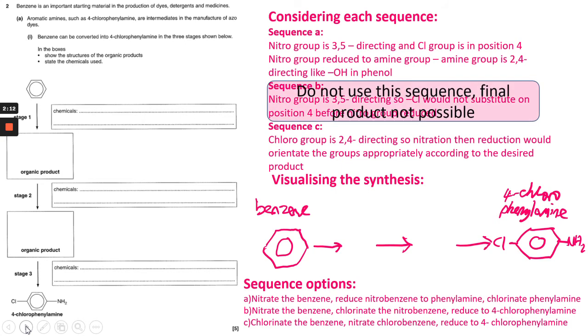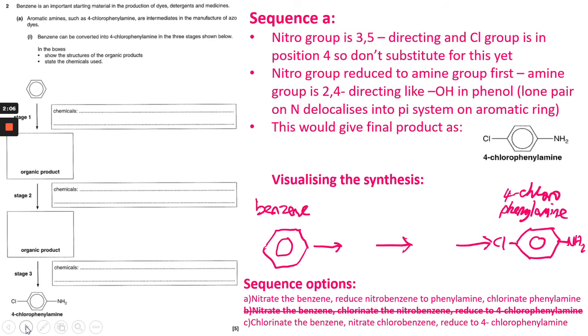So basically we can throw out sequence B because it doesn't put the chlorine in the right position relative to NH2. So if we get rid of that in our sequence options at the bottom and look at sequence A. Although the nitro group is 3,5 directing, the amine group is 2,4 directing. So if we reduce the nitro group to the amine group first, the nitrogen has a lone pair on it, and that delocalizes into the pi system on the aromatic ring, which means you can then chlorinate it at the appropriate place. So that's one possibility.